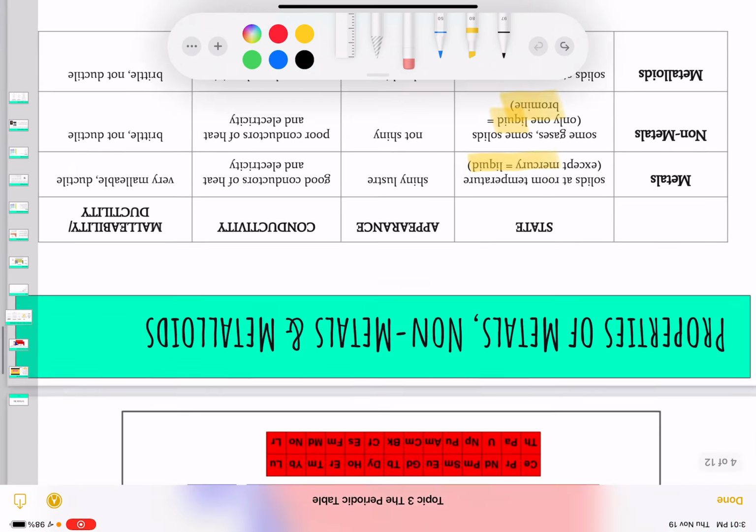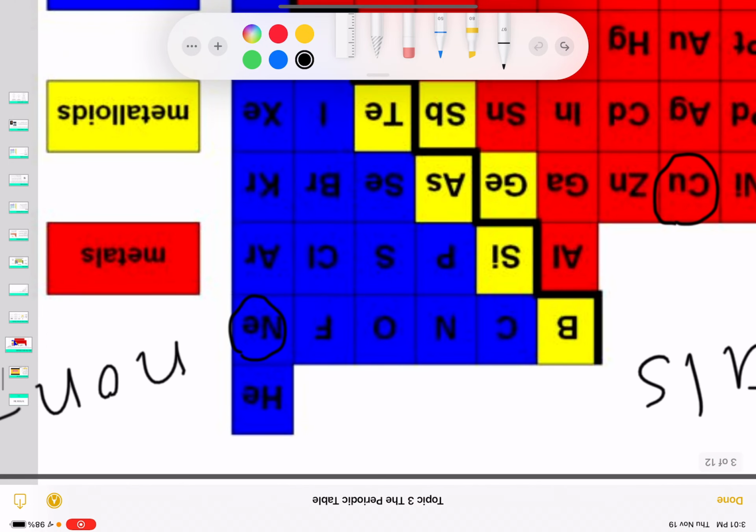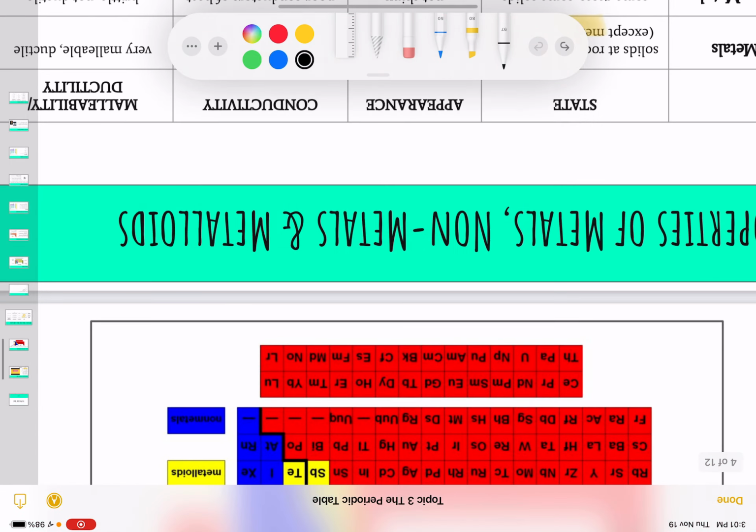Our next one is chlorine. Chlorine is over right here, Cl. That is a non-metal.